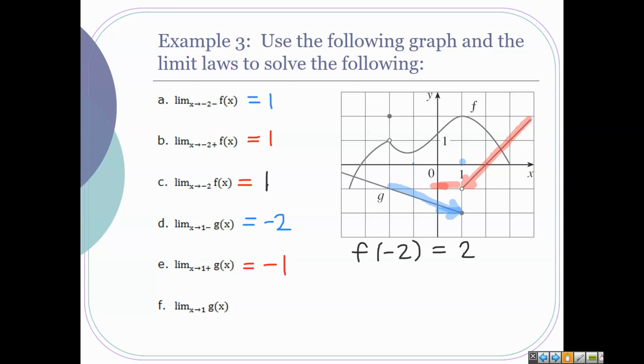Does the left-hand limit equal the right-hand limit? Therefore, the limit as x approaches 1 of g of x does not exist. And again, this is an example of jump discontinuity. We're going to talk all about discontinuity.